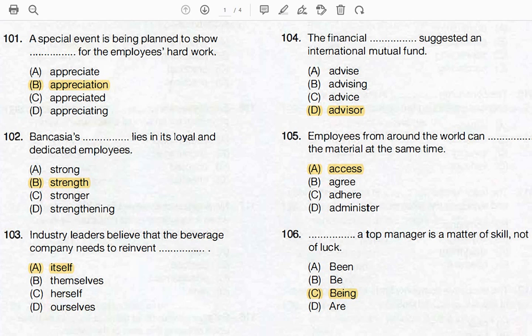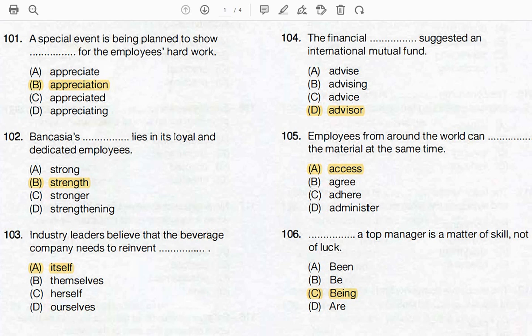Next, industry leaders believe that the beverage company needs to reinvent itself. So the third person singular reflexive pronoun refers back to the beverage company. So here is the reflexive pronoun of the third person singular. Themselves is third person plural, because this is beverage company, singular. Herself is feminine, and ourselves is the first person plural again.